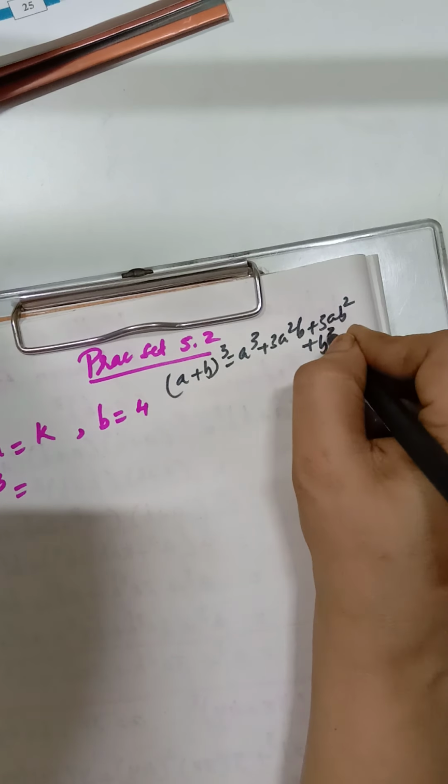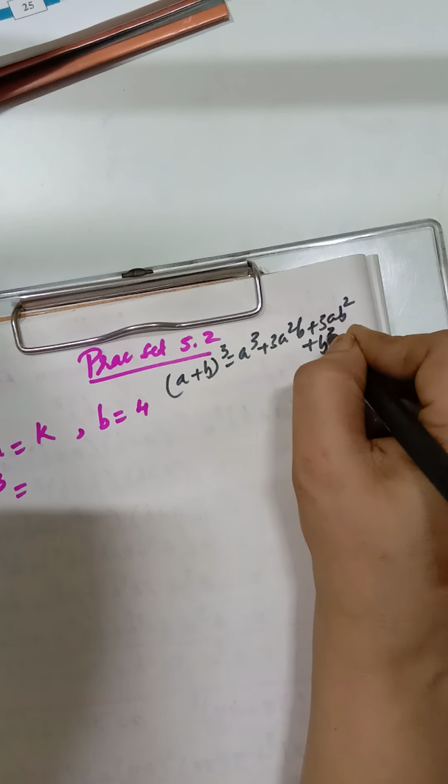Now applying the same rule, what is your a cube? That means k cube plus 3 a square means k square into b, plus 3 a is what? k. What is your b? 4. b is what? 4 children here, 4. Now b square means 4 square, plus b the whole cube, that means 4 the whole cube. So this is equal to k cube plus 3 into k square, again I am writing it because b is nothing but 4, plus 3k into 4 square plus 4 cube.